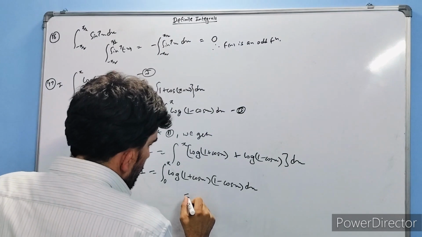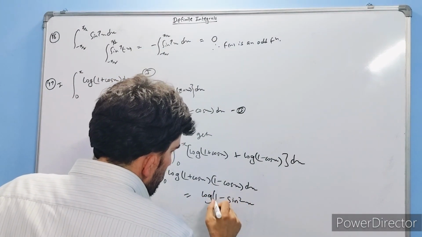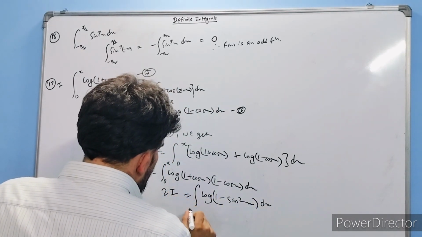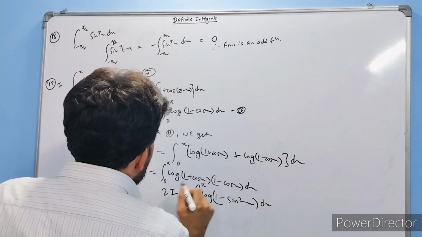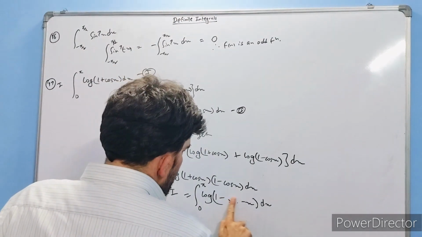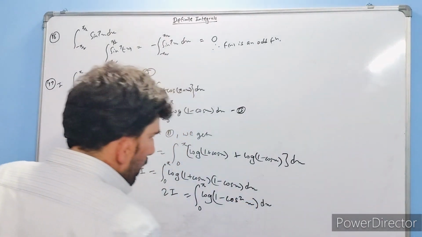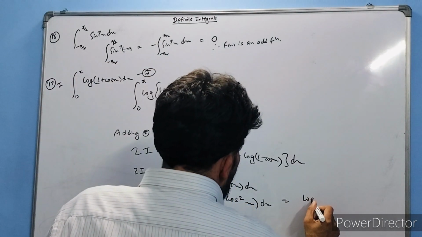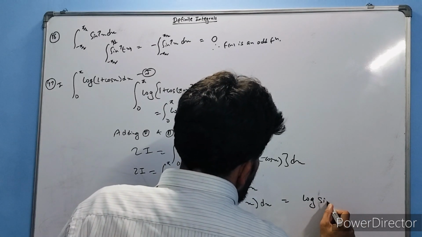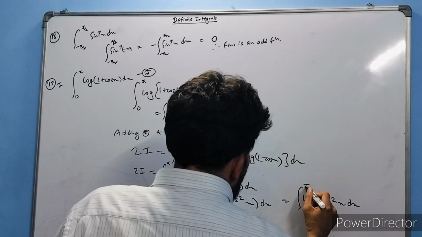Log of 1 minus sin square x, dx, from 0 to pi. Okay, so now I got 1 plus cos x into 1 minus cos x, which is 1 minus cos square x. So the next step will be log of 1 minus cos square x, which will be sin square x, from 0 to pi.